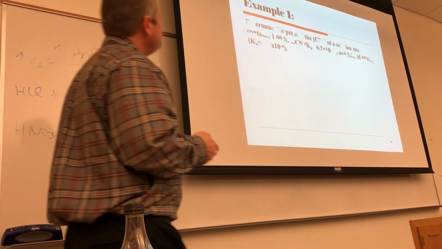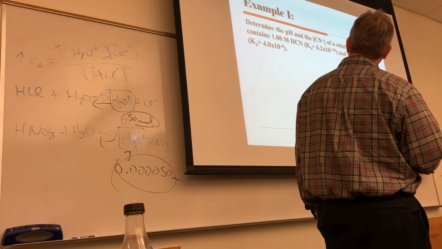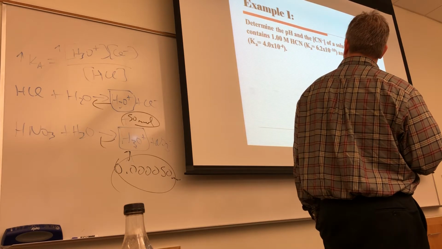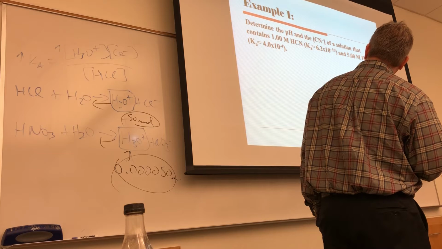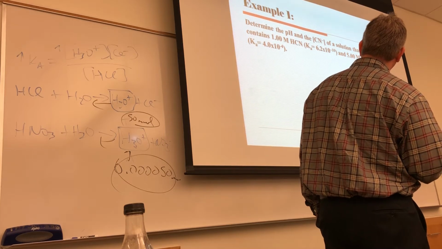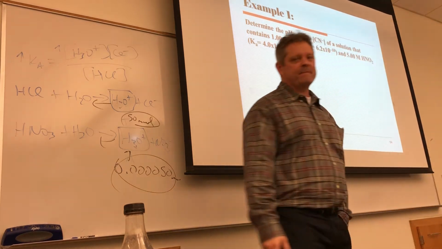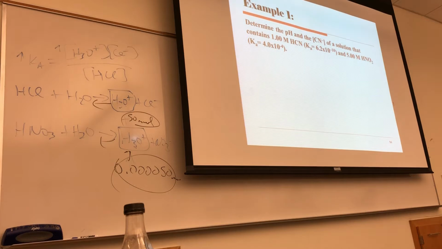Okay. So let's see. Determine the pH and the concentration of the cyanide ion of a solution that contains 1.00 molar hydrocyanic acid with this Ka and 5.0 molar HNO2 with that Ka. When we say Ka, we're talking about the equilibrium constant of the acid. So what am I referencing when I say that?